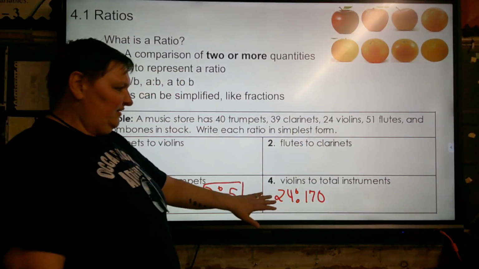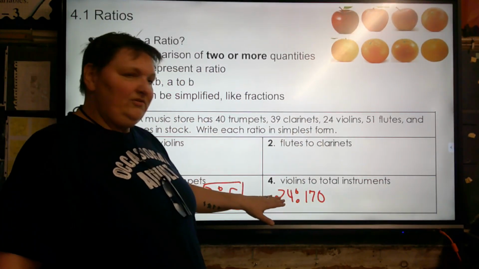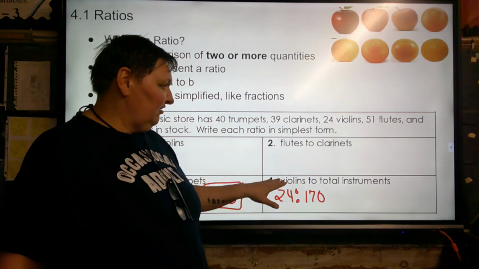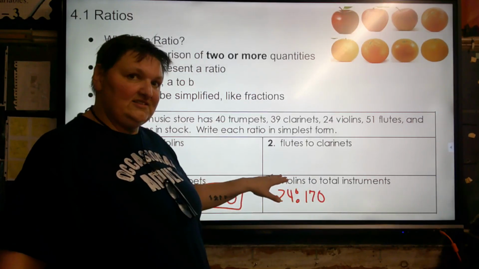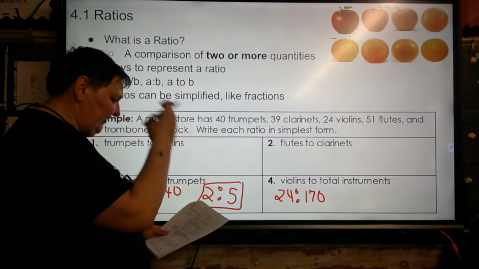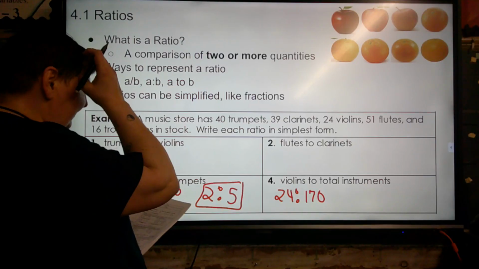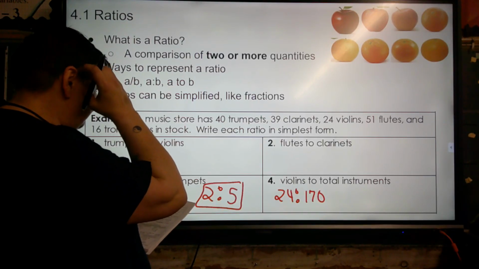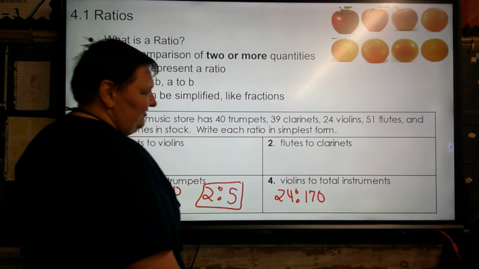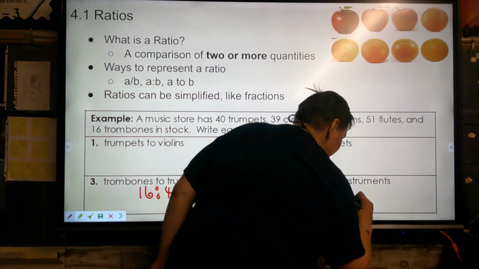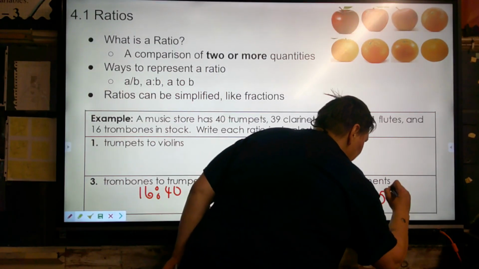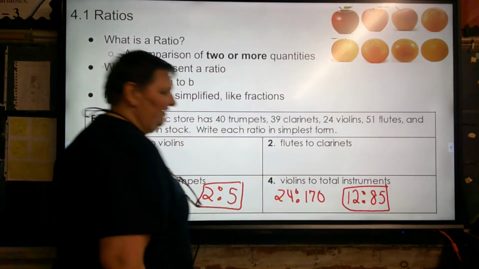So, how would I read this? 24 of the 170 instruments are violins. 24 violins out of 170 instruments. And yeah, that can be simplified. I think we divide everything by 2. So your ratio of violins to total instruments is 12 to 85. 12 to 85 is your ratio.